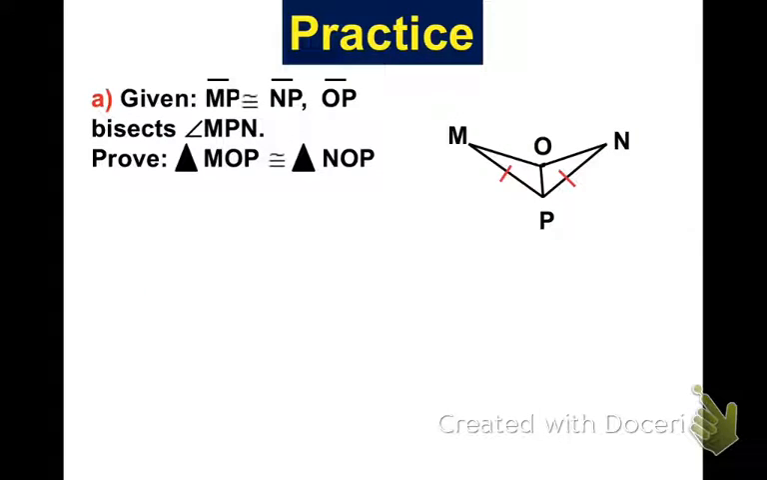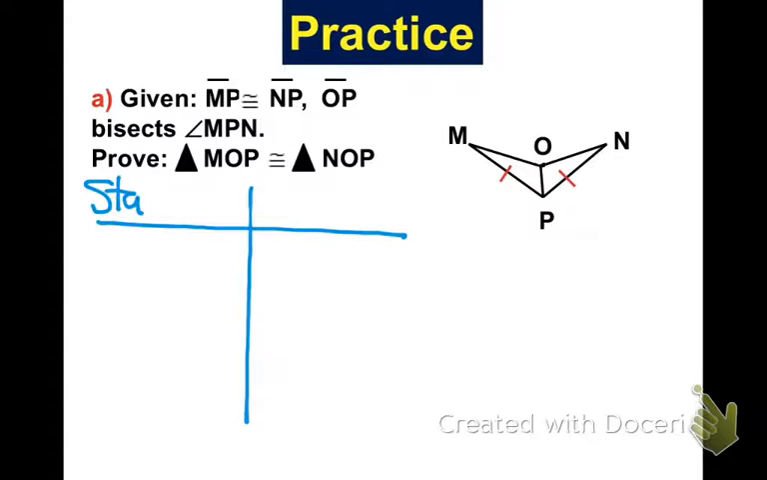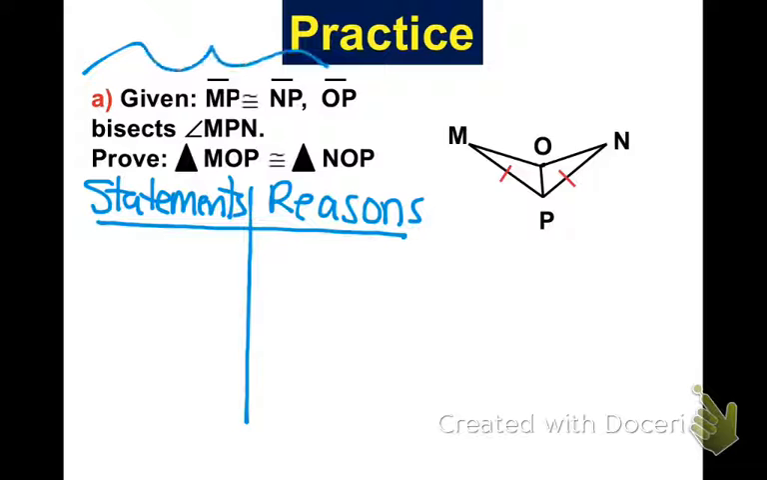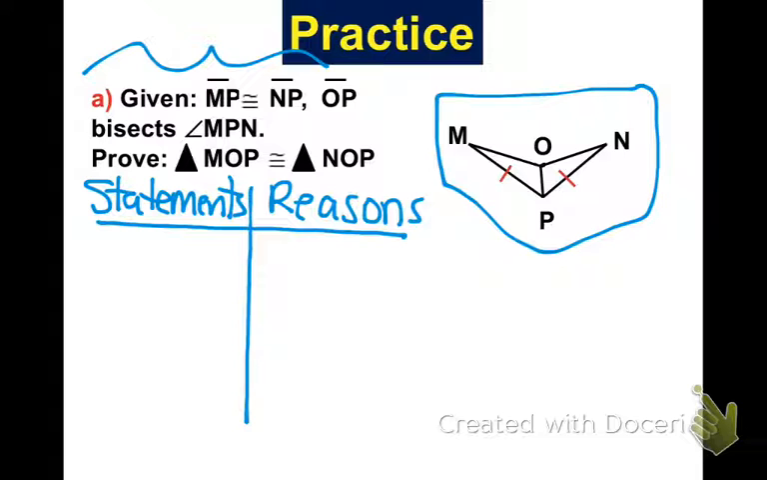On this next slide, I'd like you to attempt a two-column proof. So we're going to have our statements and our reasons. And you're going to use any written information that we have and the diagram to prove that triangle MOP is congruent to triangle NOP. Okay, so pause the video and see how much you can fill in.